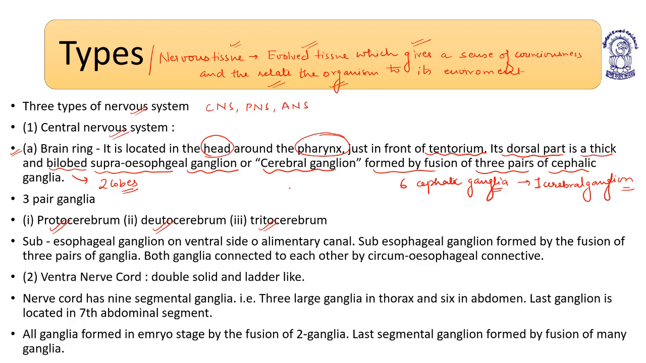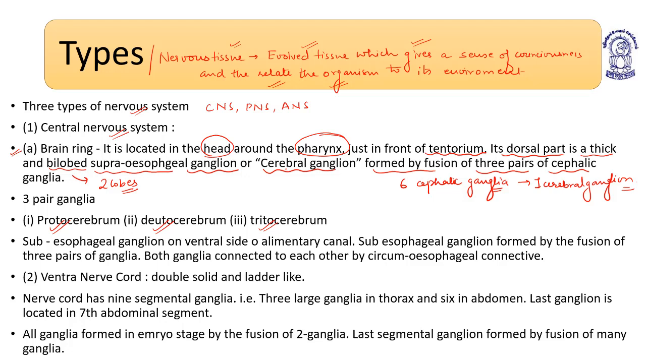Okay. So the subesophageal ganglion and supraesophageal ganglion, please don't confuse. The supraesophageal ganglion means above esophagus. Supra means above, right? And the supraesophageal ganglion is cerebral ganglion, which is made up of six cephalic ganglia, which makes the cerebral ganglion: the protocerebrum, deutocerebrum, and tritocerebrum, right?